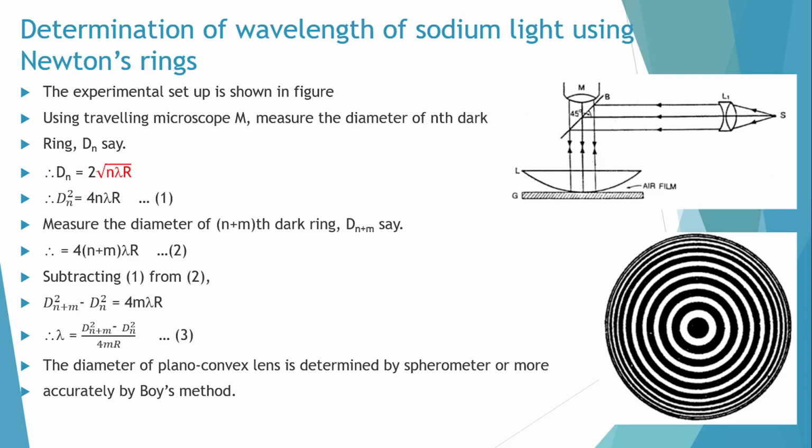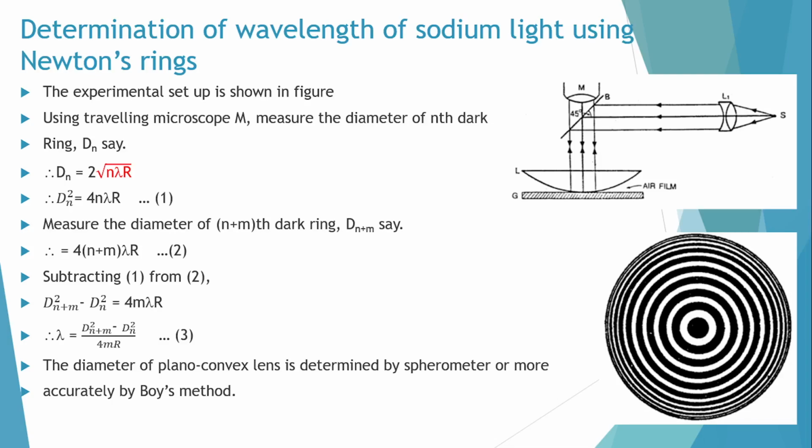The rays from plate B get reflected and are incident upon the air film, from which they get reflected, and interference is produced between the rays reflected from the lower surface of the lens and the upper surface of the glass plate. This interference is observed by a microscope M kept on the upper side of the figure. Now, the microscope is a traveling microscope, so we can vary the distance according to our requirement. So the interference fringes will be as shown in the lower figure.